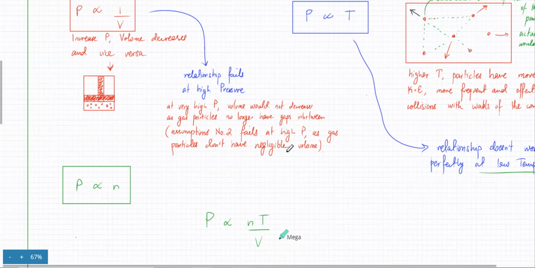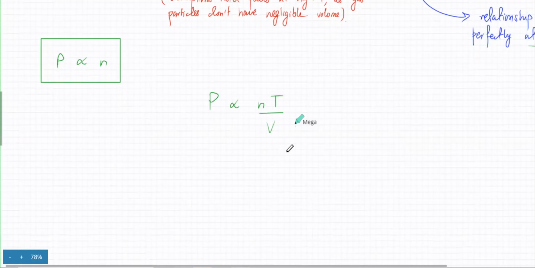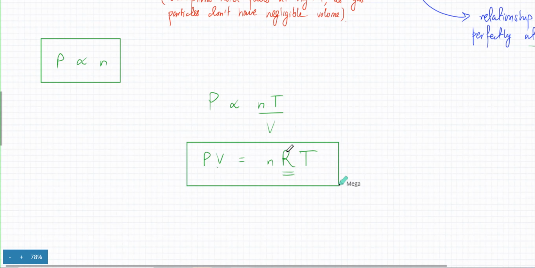So you can combine all of them together into this one equation, and what you can do is rearrange this. It would be PV is equal to n, and add a constant as well, so that you get rid of the proportionality sign. R is your constant, known as the gas constant. So combining all these relationships, you come up with PV is equal to nRT.